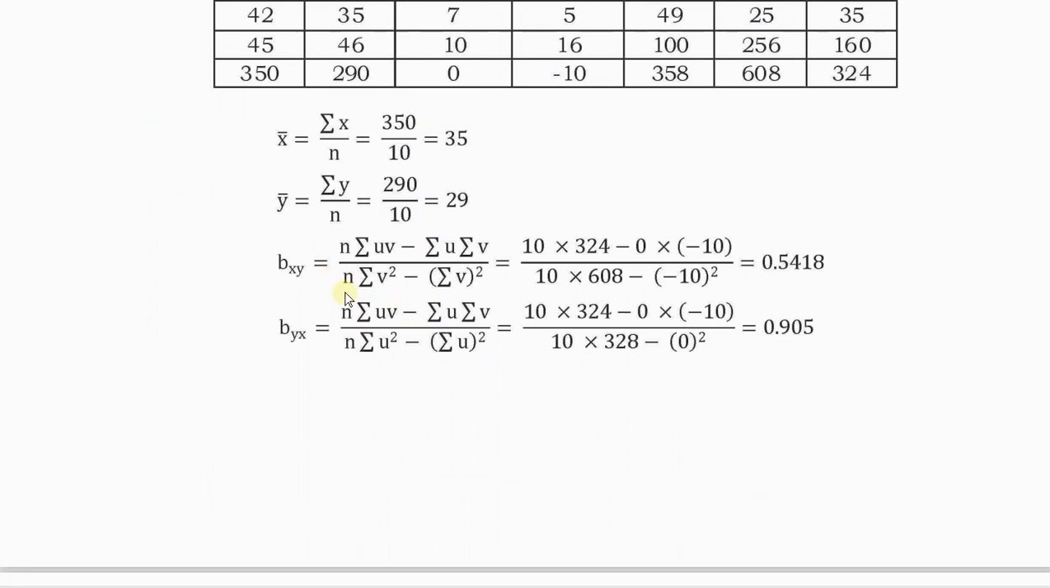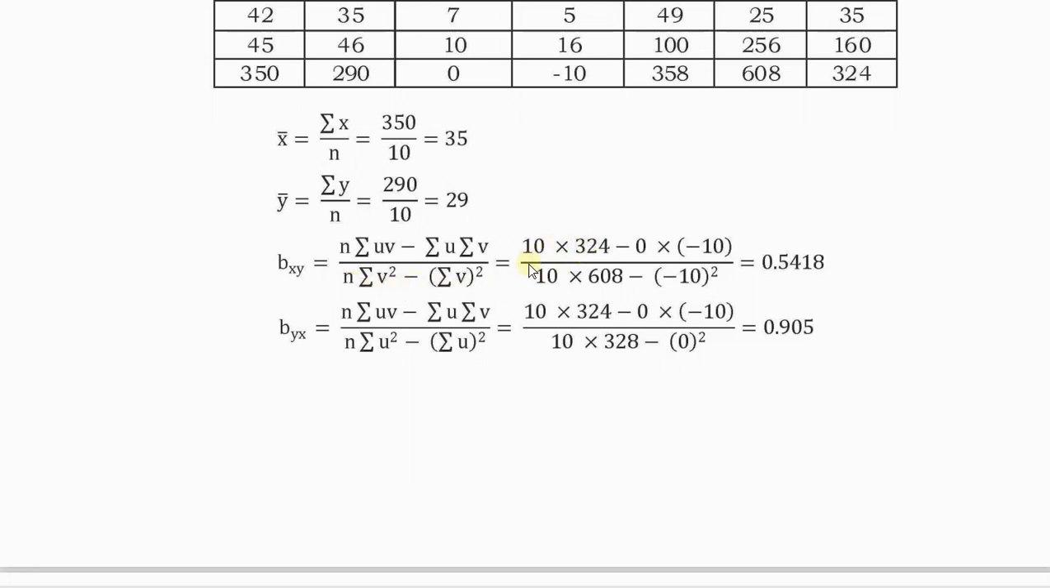bxy here, the original formula is n into summation of xy minus summation of x into summation of y, divided by n into summation of y square minus summation of y whole square. Here, in place of x they have written u, and in place of y they have written v. So n into summation of uv minus summation of u into summation of v, divided by n into summation of v square minus summation of v whole square.